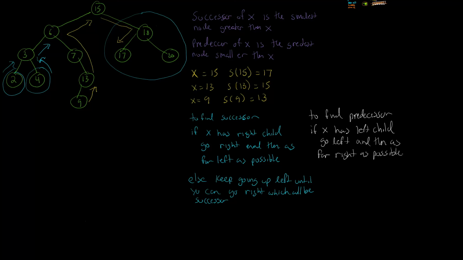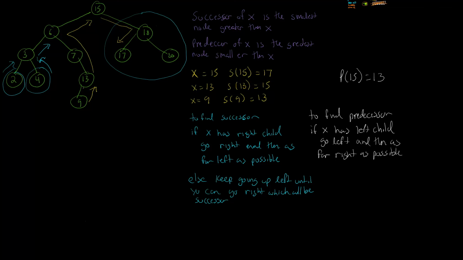Let's look at this one for a second. X has a left child, so let's look at 15. The predecessor of 15, we know, is 13. Does X have a left child? Yes, 15 has a left child of 6. So we go left to 6, and then we go right as far as possible. We go to 7, then 13, we can't go right anymore, and 13 is it. So that works.